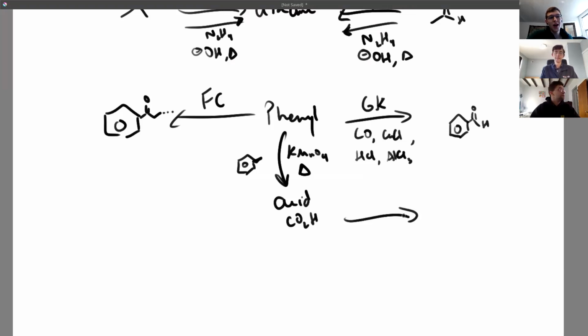But okay, let's say that now we want to go from an acid, and remember that these are aldehydes. So now if we want to go from an acid to an aldehyde, could we do DIBAL?